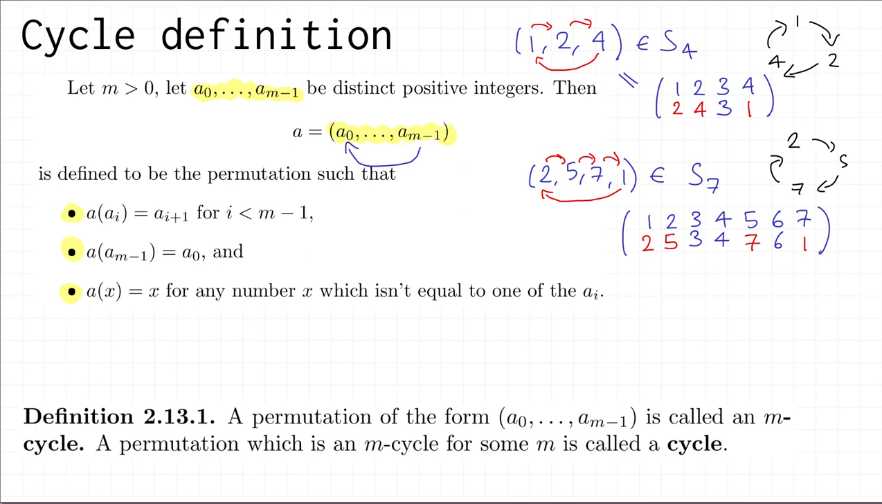Alright, so the definition I've got at the bottom of the slide here says that a permutation which we wrote like this is called an m cycle. So m is the length of the cycle, the number of things which are in the cycle. So this here would be a 3 cycle, and this thing here will be a 4 cycle, because there are 4 numbers in the cycle. Okay, so that's our definition of cycles.